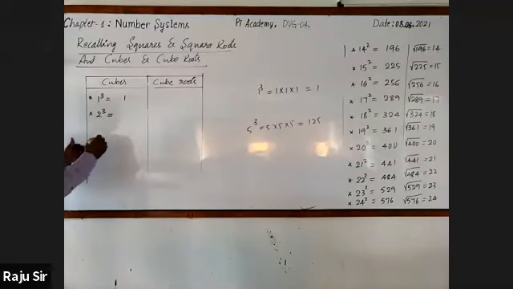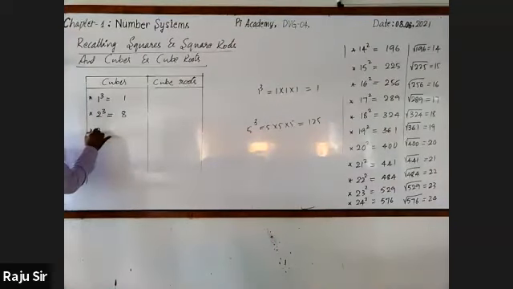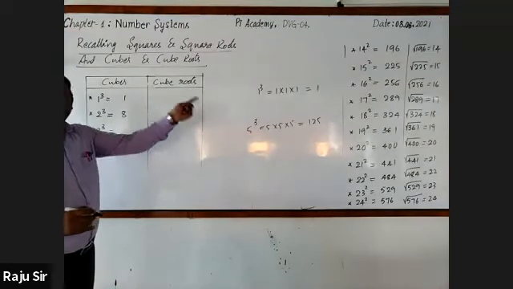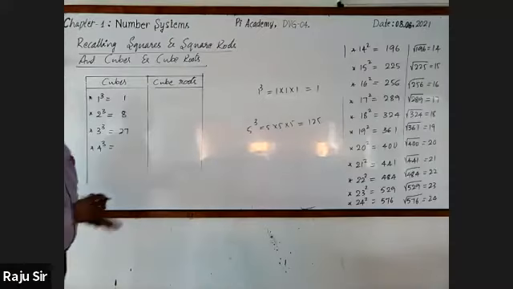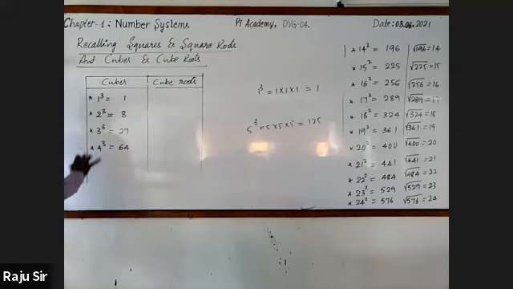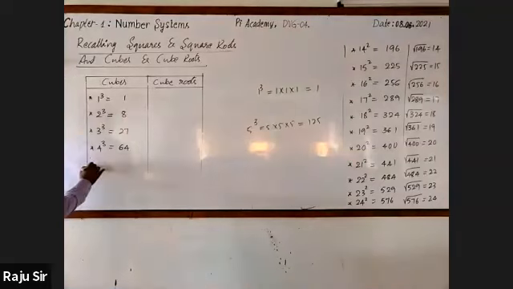Yes. 2 cube. 2 2s are 4, 4 2s are 8. 3 cube. 3 3s are 9, 9 3s are 27. 4 cube. 4 4s are 16, 16 4s are 64. Are you writing? Yes, sir. Next, 5 cube. 125.